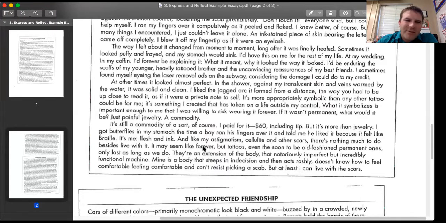It may seem like forever, but tattoos, even soon to be the old-fashioned permanent ones, only last as long as we do. They're an extension of the body, that notorious, imperfect, incredibly functional machine. Mine is a body that steeps in indecision and acts rashly and doesn't know how to feel uncomfortable and can't resist picking a scab. But at least I can live with the scars.